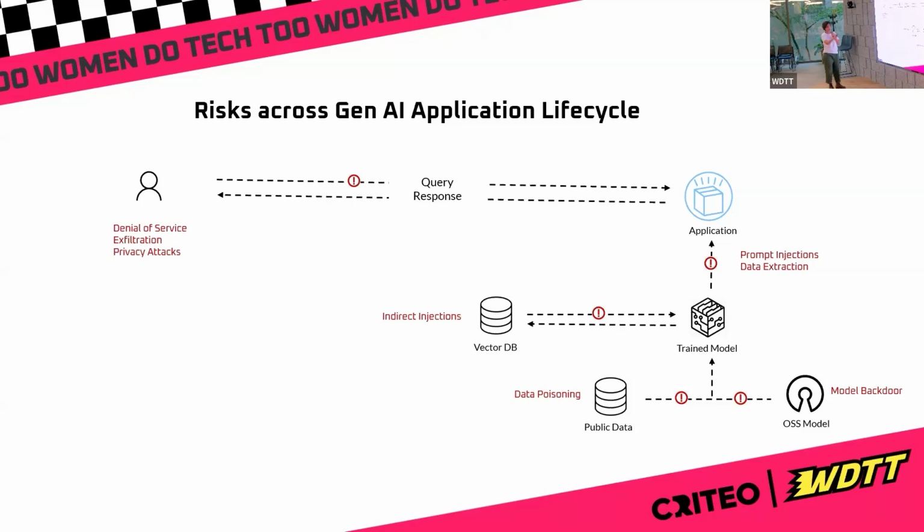Now that you get the whole landscape, let's look at the different vulnerabilities in different parts. So the model backdoor. Let's say you used an open source model that was very good at summarization.